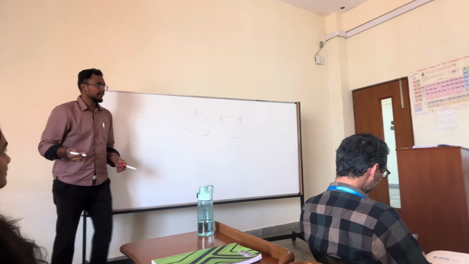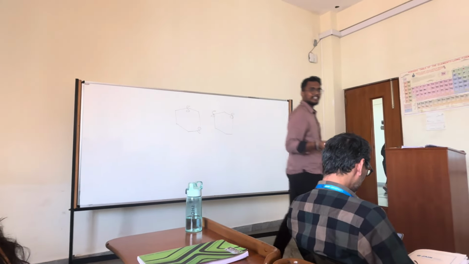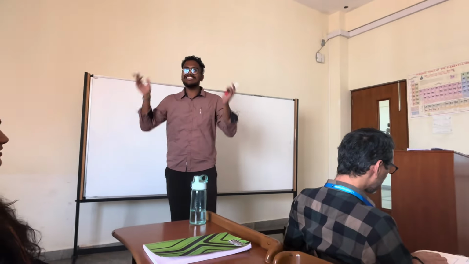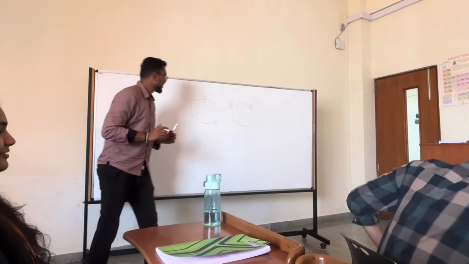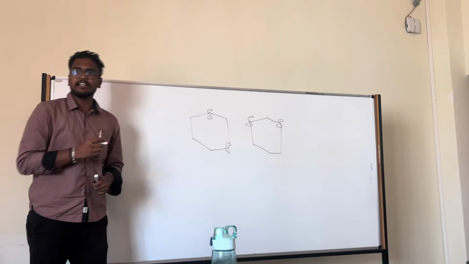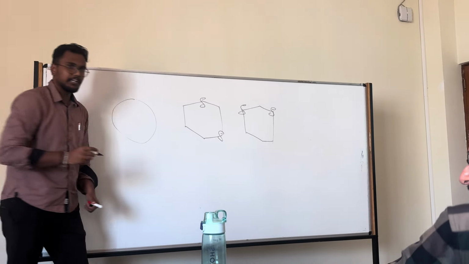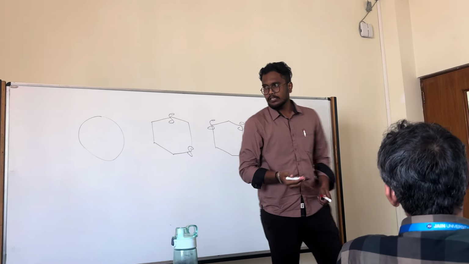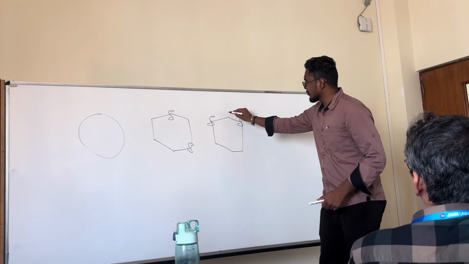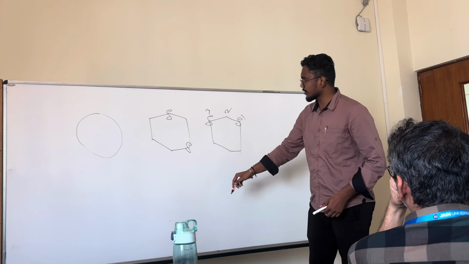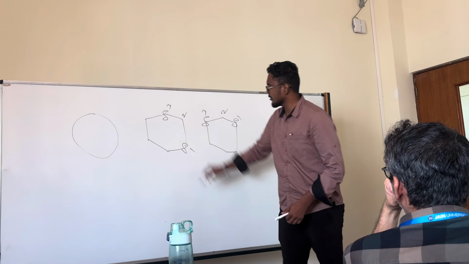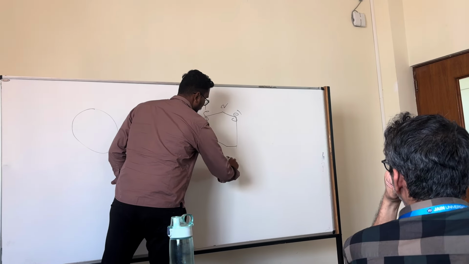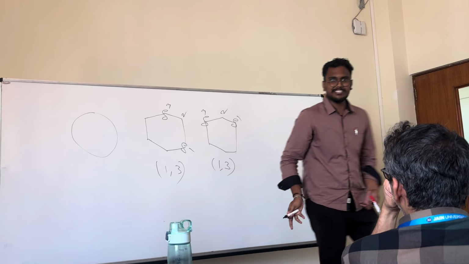Because when we start, we do overthinking and mistakes happen. In nomenclature, the first thing is numbering the compound, and numbering starts from the heteroatom. In this one, numbering starts here: 1, 2, 3. Here also numbering starts from 1, 2, 3. This is 1,3 diagonal. Both are the same.